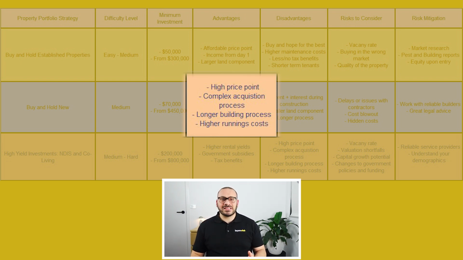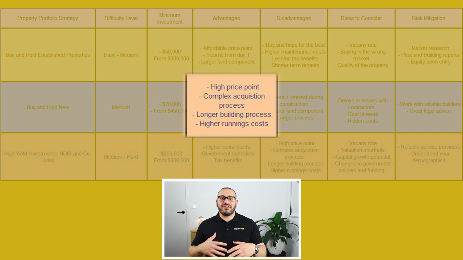And generally, NDIS properties and co-living properties have a complex acquisition process, which would require someone holding your hand throughout the whole process. Otherwise, you're going to fumble your way through and potentially shoot yourself in the foot, and most likely take you longer to end up buying the property.